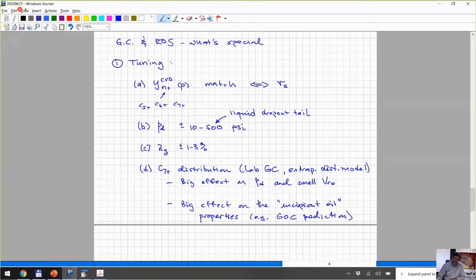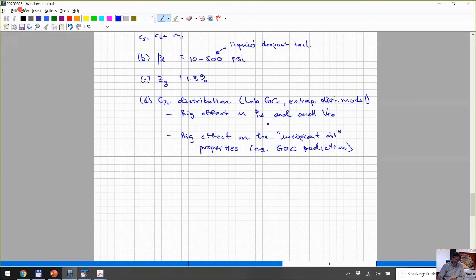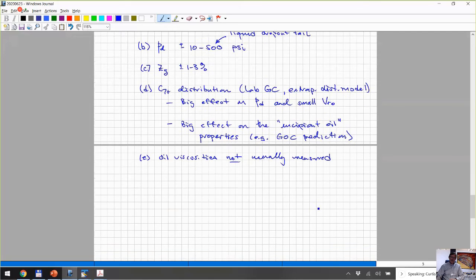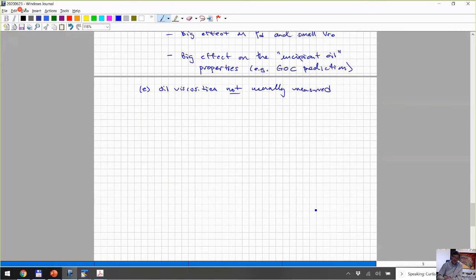And the last thing is that oil viscosities are not usually measured because the amount of the reservoir liquid condensing is small. It's not easy to get the viscosity.